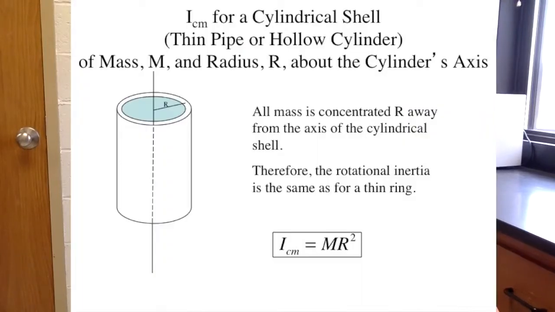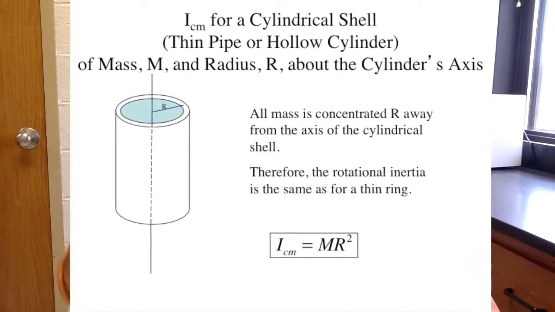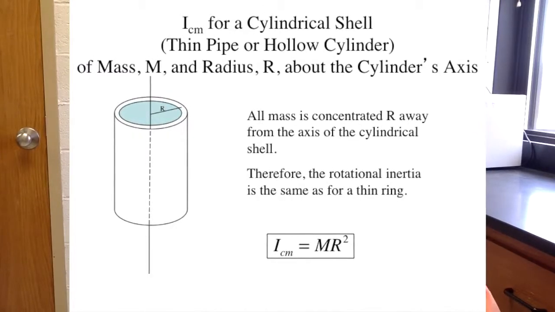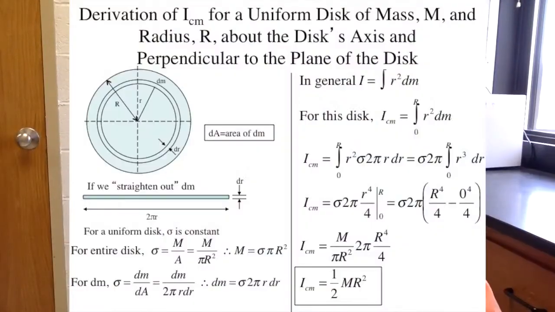Same thing for a cylindrical shell. A cylindrical shell is just like a lot of thin hoops stacked one on top of the other. And so that one also, the moment of inertia about the center of mass is mr squared. Adding up for a disk, though, is a little bit different. What we've done here is we've taken one of those circles and split it up into thin hoops. And we take the hoops and stretch them out so it's like a rod, so we can think about what's the area of that thing. And then we look at things in terms of sigma, the area mass density instead of the linear mass density.